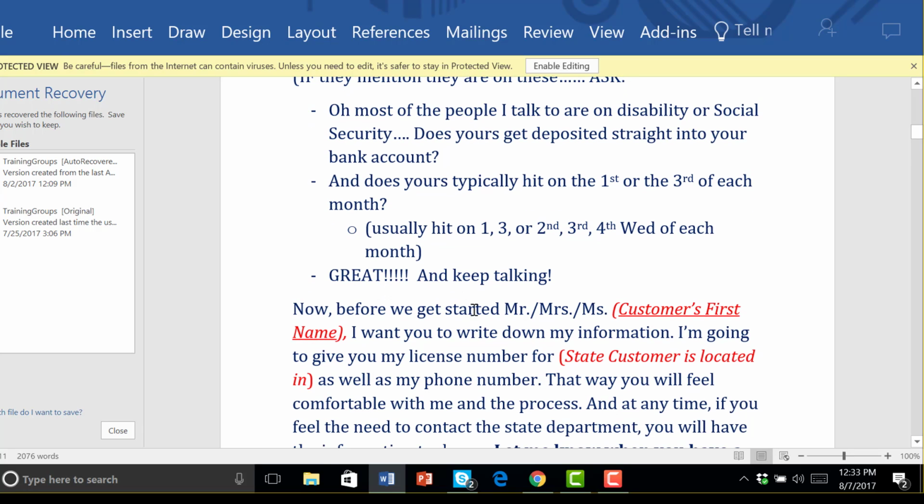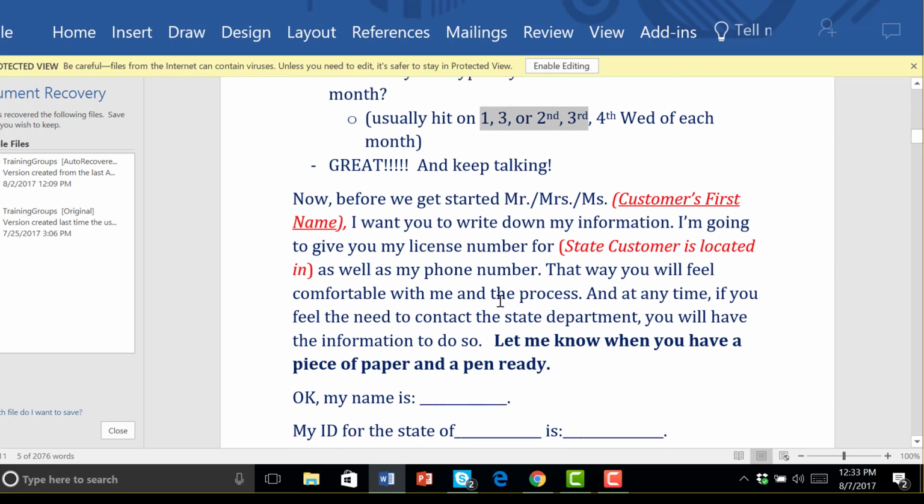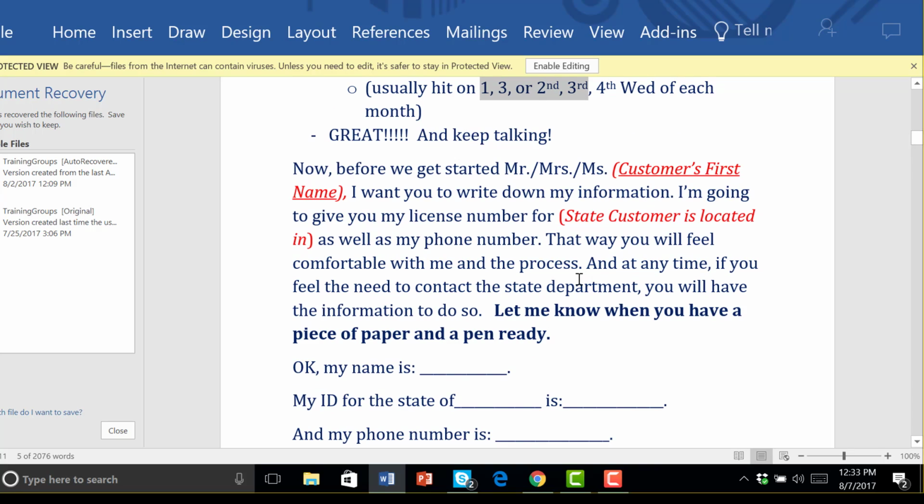So use a dry erase board. When they give you this information, write it down. That way you don't forget it at the end of the call. Okay? Now, before we get started, Miss Carol, I want you to write down my information. I'm going to give you my license number for whatever state they're in, so for Ohio, as well as my phone number. That way you'll feel comfortable with me in the process, and at any time if you feel the need to contact the State Department, you'll have the information to do so. So just let me know when you have a pen and paper ready.